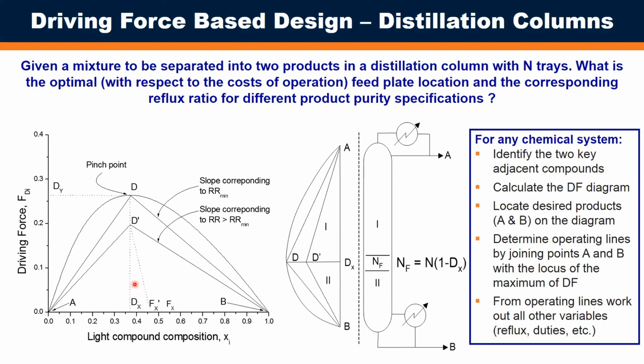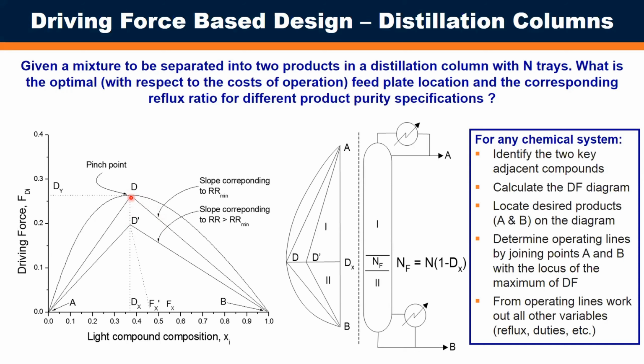Then the operating line is from the desired output to wherever the point is on the driving force, in the driving force space that we're looking at. At the top here, we have maximum driving force. Anything below that would be less than the maximum driving force, which then translates to, at the maximum driving force point, the slope of the curvature here will represent the minimum reflux ratio. Anything away from the maximum driving force will correspond to a reflux ratio that's higher than the minimum.